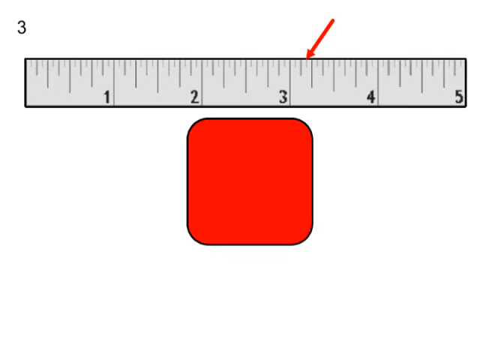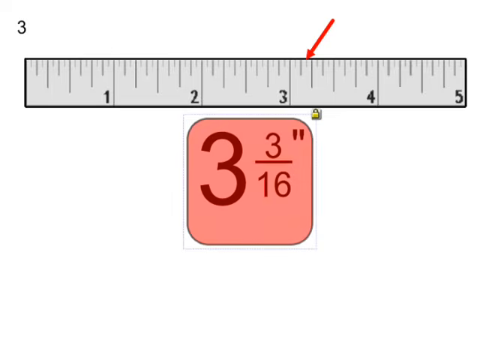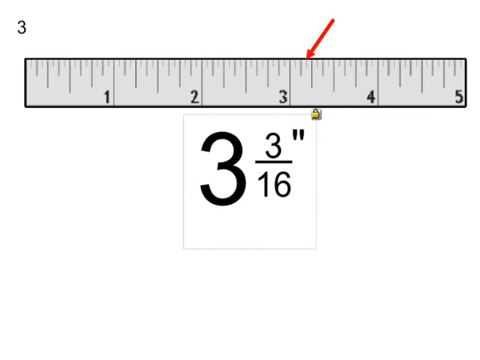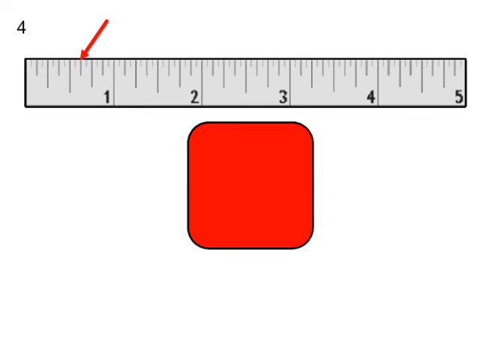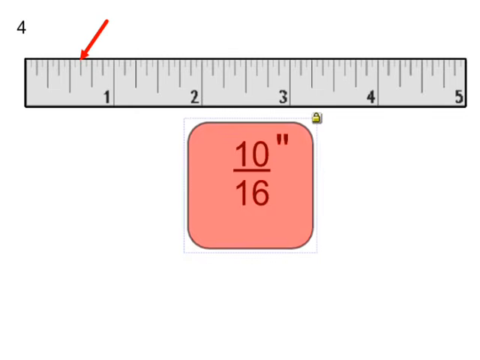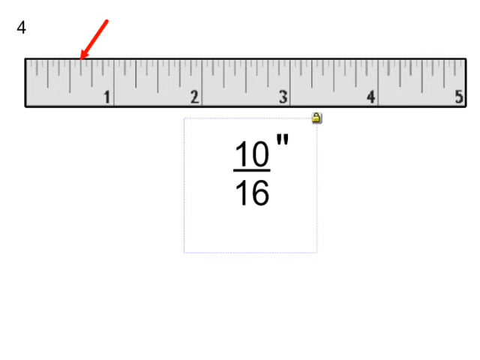Let's try another one. It's pointing at the smallest increment. So it's 3, count them, 3/16. 2 more examples. Okay, now is it pointing at a half, a quarter, an eighth, or a 16th? Well, it's not a 16th. It's an eighth. Count them. It's 1/8 past 1/2. That's 10/16 or 5/8. I don't know why I put that there. This is actually 5/8 of an inch. And those are equivalent fractions.